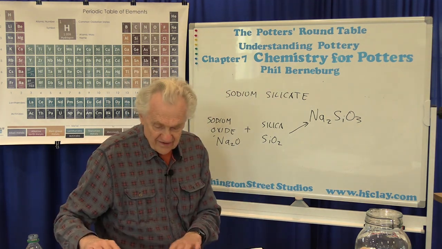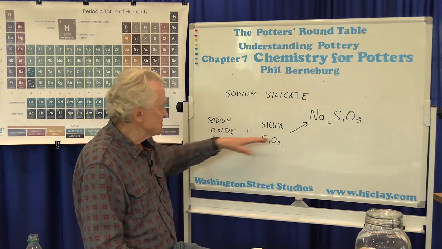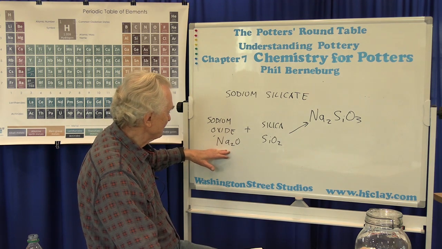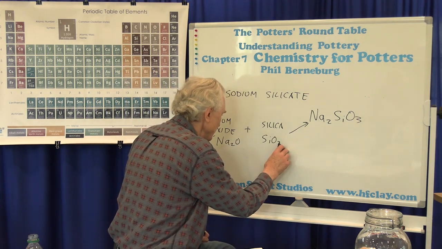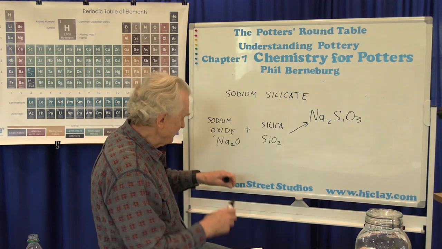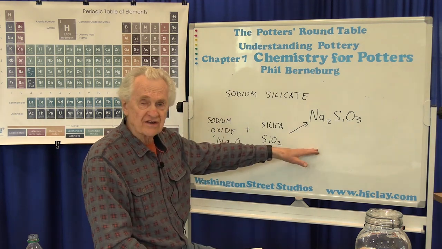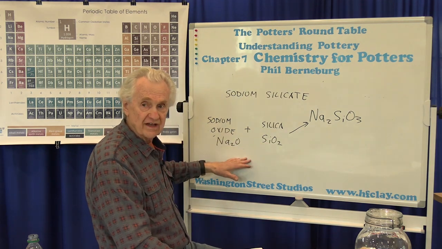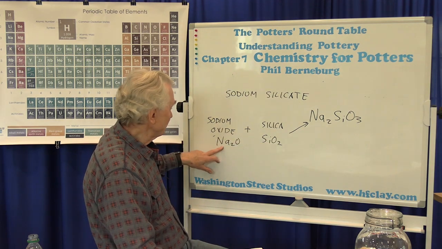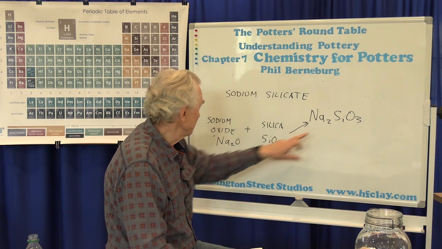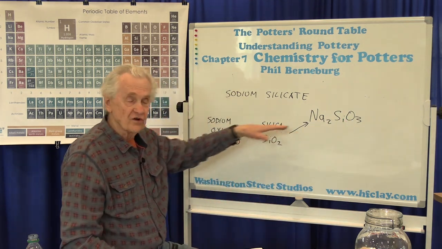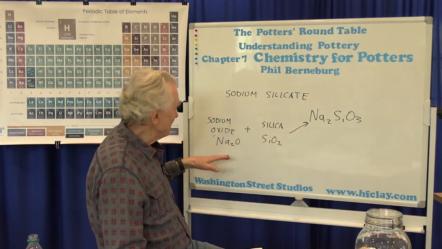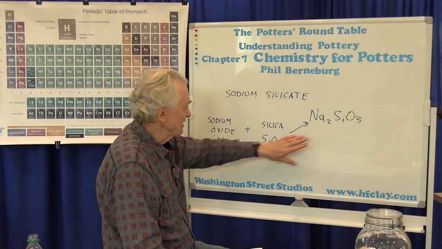Okay? So if I write this equation or this formula, like one sodium oxide, and this should be a 2, and one silica, you notice if you count, when you write an equation like this, the number of atoms on the right is the same as the number on the left. There's nothing left over. So I've got 2 sodiums, I've got 1 silicon, and I've got 3 oxygens. So this is called a balanced equation. So this tells me that if I take that plus that, I get that.